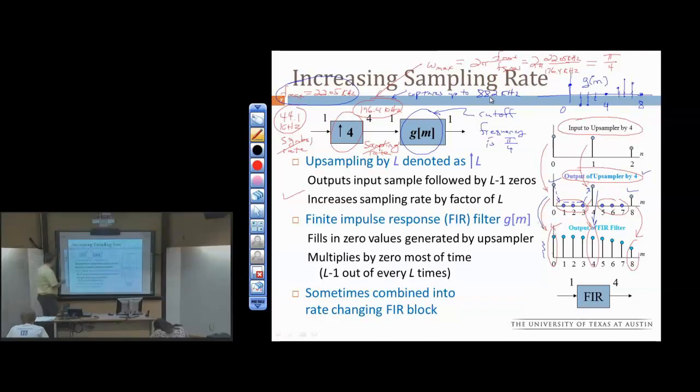Okay, and then these numbers that I have up here are kind of subtle. The 1 means for every one input sample, I get 4 output samples. That's all that those numbers mean. And for every 1 input sample into the FIR filter, I get 1 sample out.